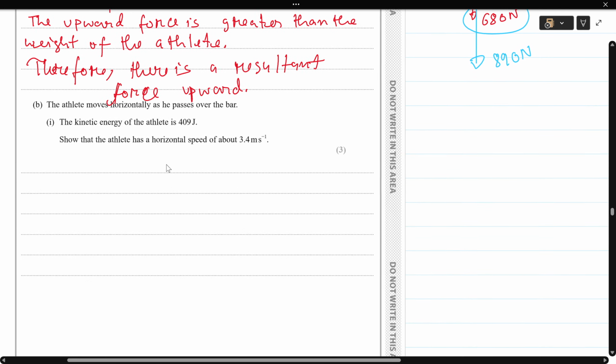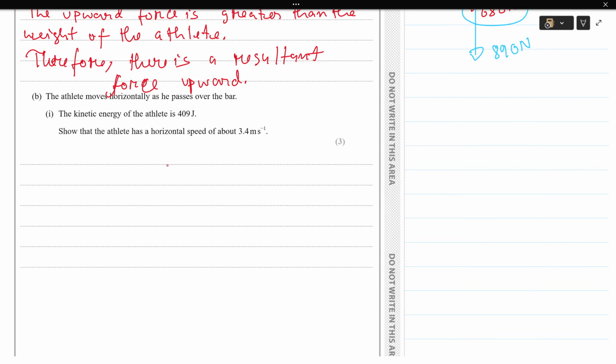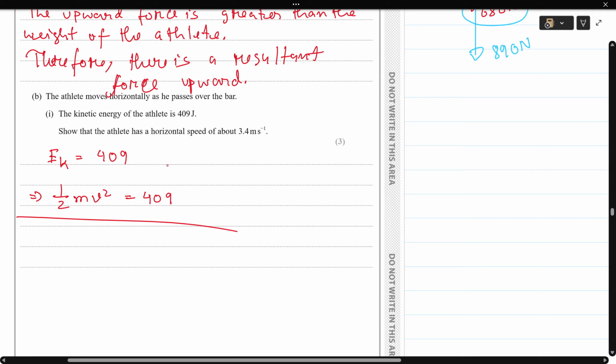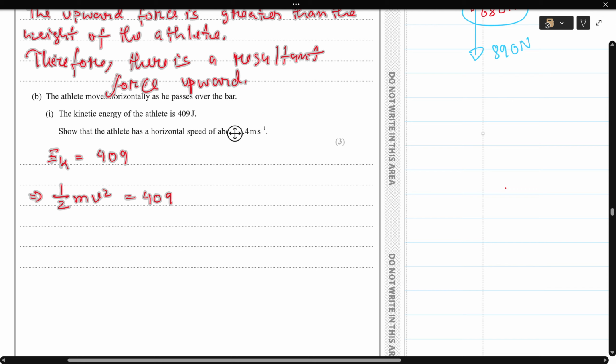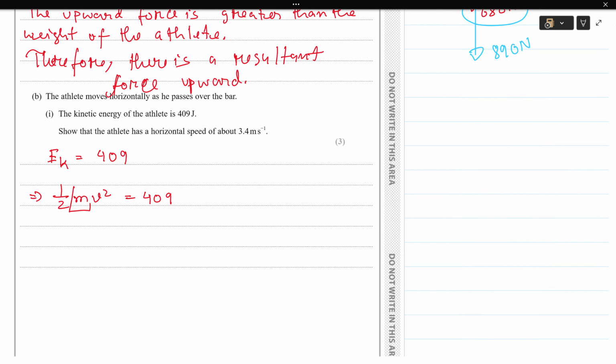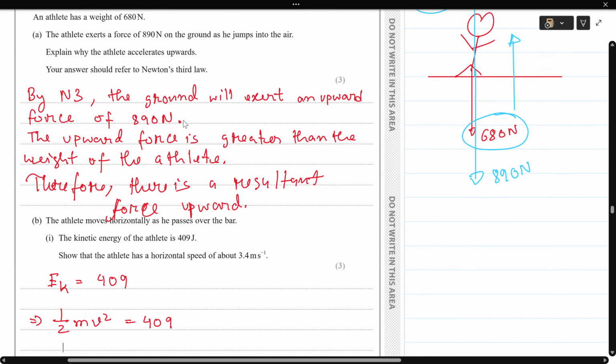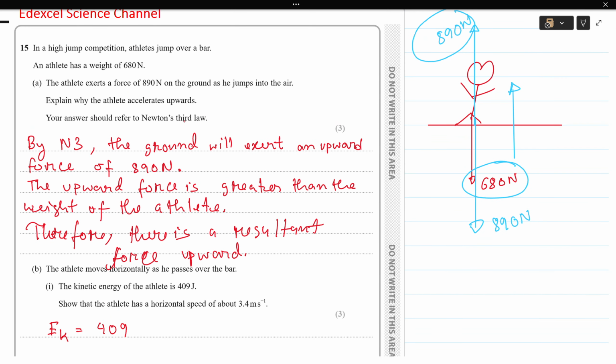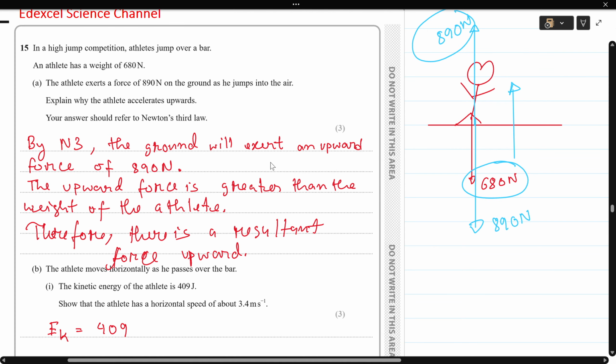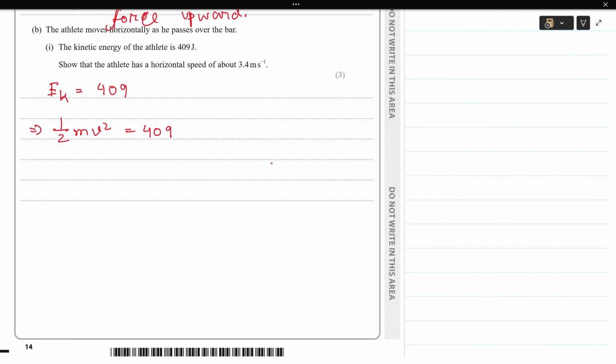Now, we know that the formula for kinetic energy is half mv squared. So we can just use this formula. However, the moment you try to do this, you will notice that we do not actually know the mass of the athlete. However, in question number A, they told us that the athlete has a weight of 680 newtons. So we can do something like this.